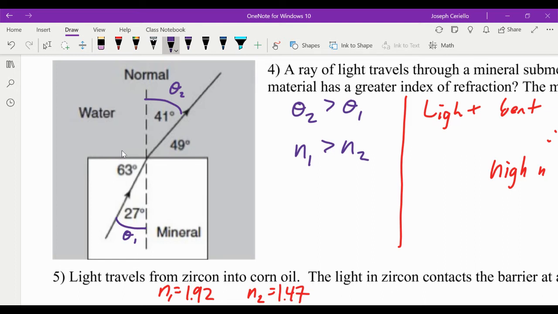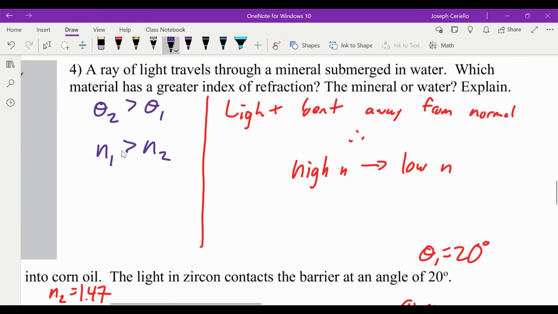Because the light bent away from the normal. It was 27 degrees away from the normal. Now it's 41 degrees away from the normal. So the light bent away from the normal. Therefore, it is a high n to low n problem. The higher n is first, n1. The lower n is second, n2.